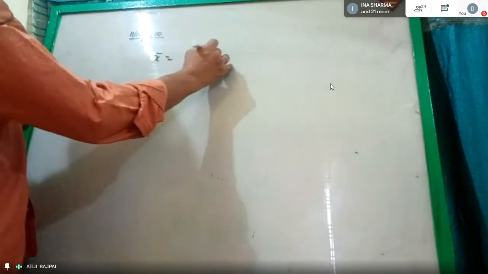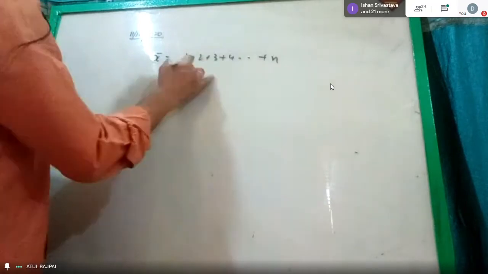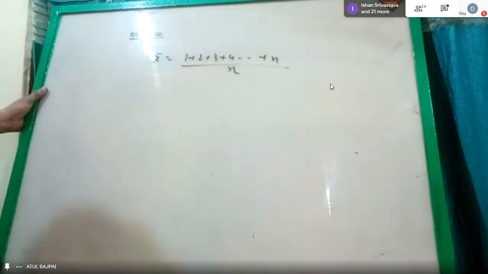Okay, let's have it. Find the mean deviation about mean of the first n natural numbers. So mean will be 1 plus 2 plus 3 plus 4 dot dot plus n, divided by n. Yes or no?